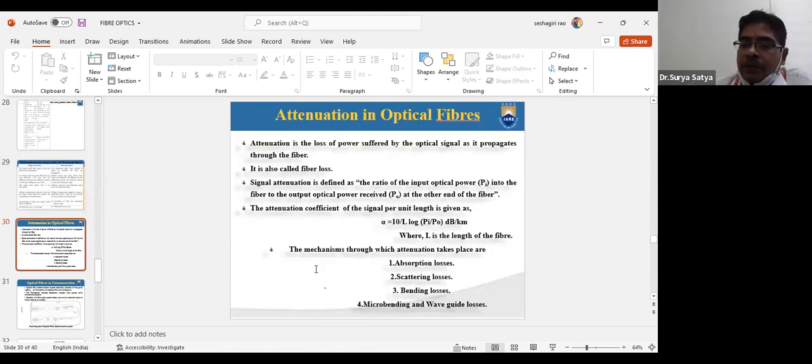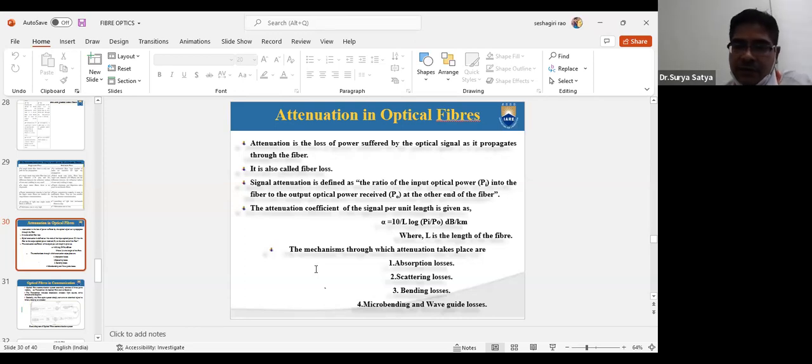And we have one more important property of optical fiber, which is the attenuation. Attenuation is the loss of power. What do we mean by attenuation? Attenuation is the loss of power suffered by the optical signal as it propagates through the fiber. It is also called the fiber loss. Attenuation is one of the characteristic properties of the loss of optical power, the energy loss.